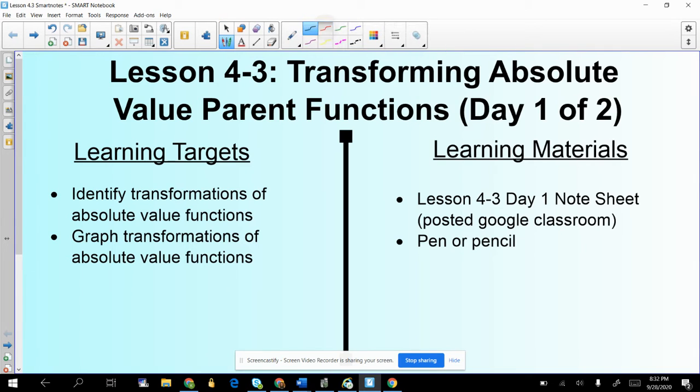So that being said, we are going to today identify transformations of absolute value functions, and we are going to graph those transformations, okay? So let's go ahead and get started.